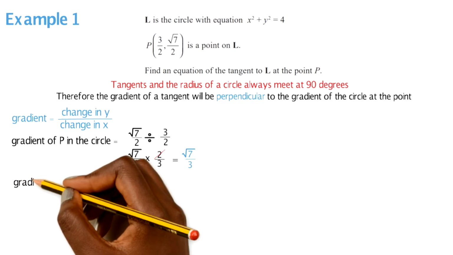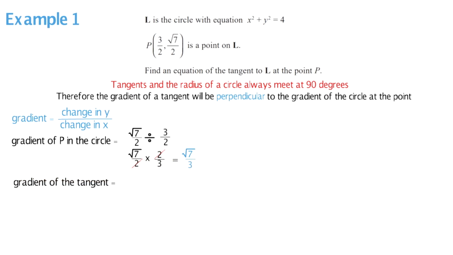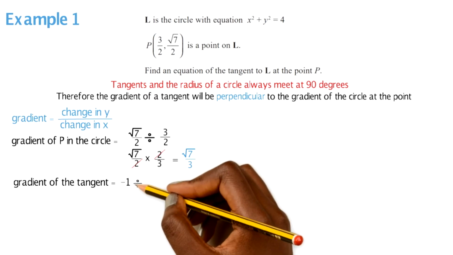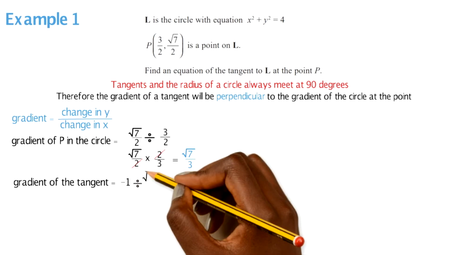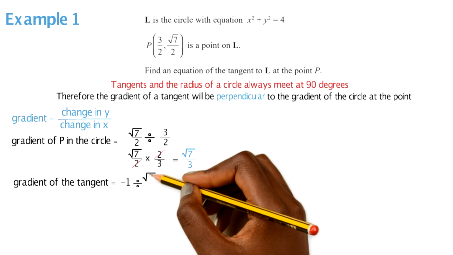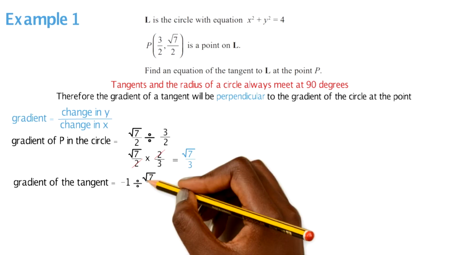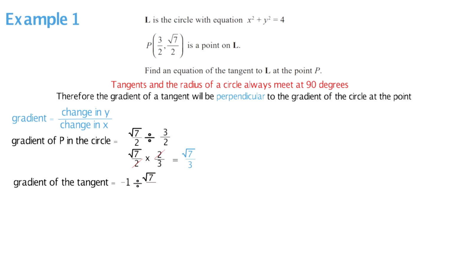So now we have the gradient for point P. To work out the gradient of the tangent, we have to do the negative reciprocal, also known as -1 divided by the √7/3. I have a video on perpendicular lines to refresh your memory on how to answer these questions. That's what you should always do to work out the perpendicular gradient. By doing this calculation, we would be left with an answer of -3/7. So you basically flip it and stick a negative in front as well, which I did mention in the video.